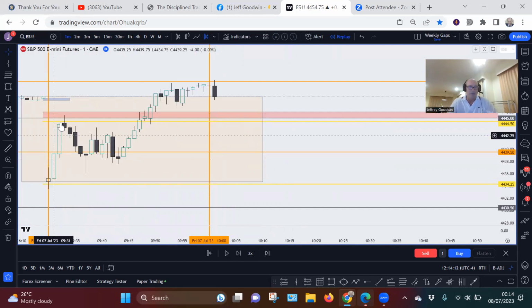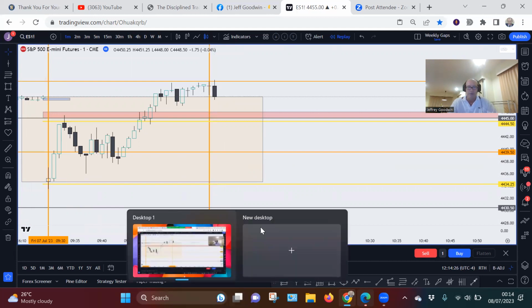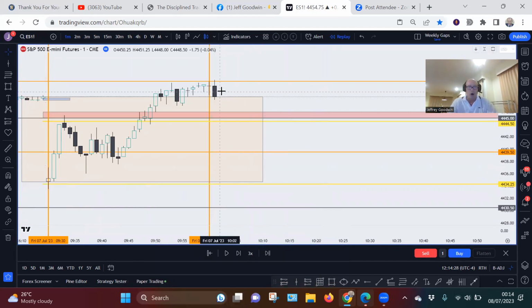So what does it do? Yellow to yellow, orange to orange. We get this 10 a.m. Eastern Standard Time candle. It just went orange, ladies and gentlemen. So orange, color to color. So what would that mean?